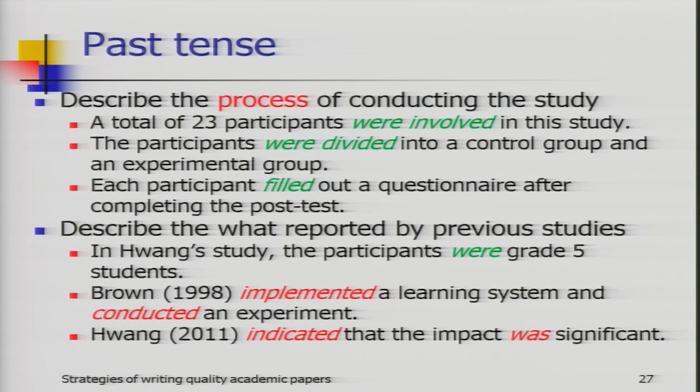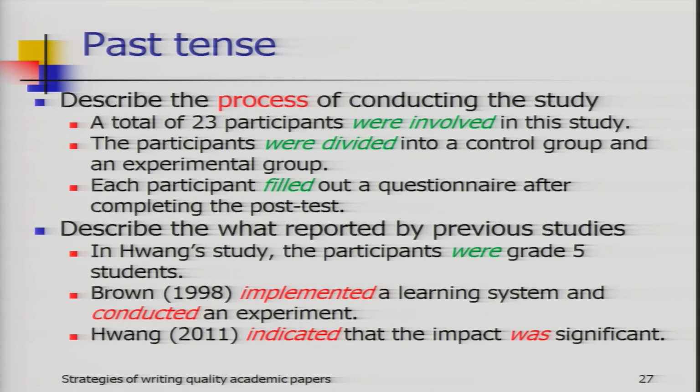And the past tense is used to describe the process of conducting the study. For example, a total of 23 participants were involved in the study. That already happened, right? When you want to describe something that already happened, you use past tense. Usually, when you describe your research progress, experimental progress, or how you developed your system, you use past tense. But if you are trying to describe the system function or system structure, you need to use present tense.